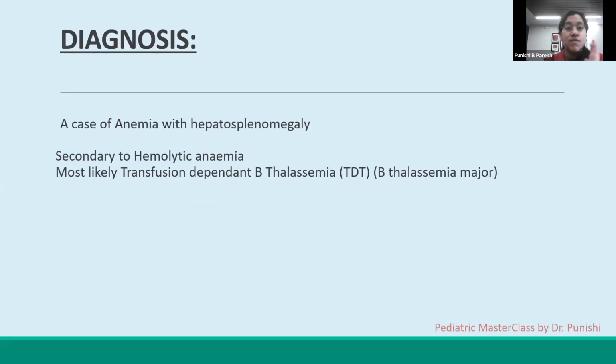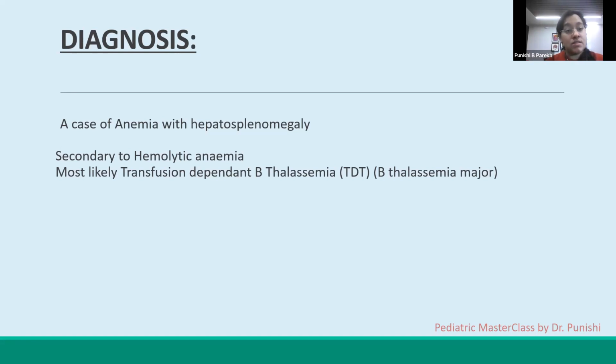So this is a case of, I feel, anemia with hepatosplenomegaly. The cause most likely being hemolytic anemia. In hemolytic anemia, I'd say most likely transfusion dependent beta thalassemia. Earlier, the nomenclature was beta thal major, beta thal minor, intermediate, etc. Now the nomenclature has changed to just two things: transfusion dependent thalassemia and non-transfusion dependent thalassemia.